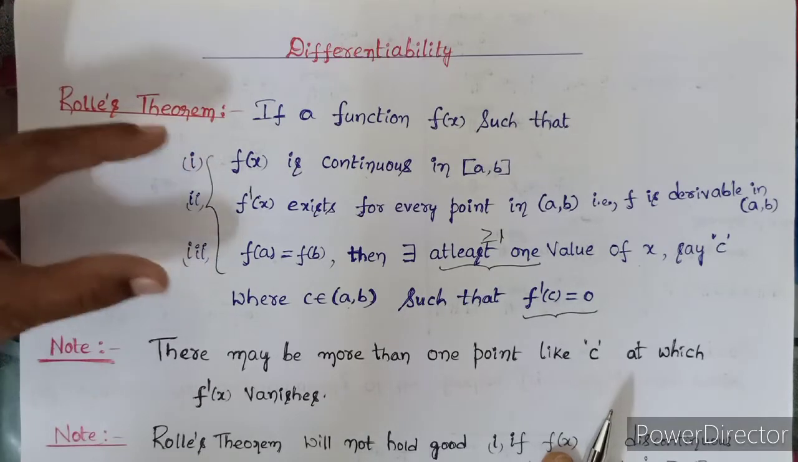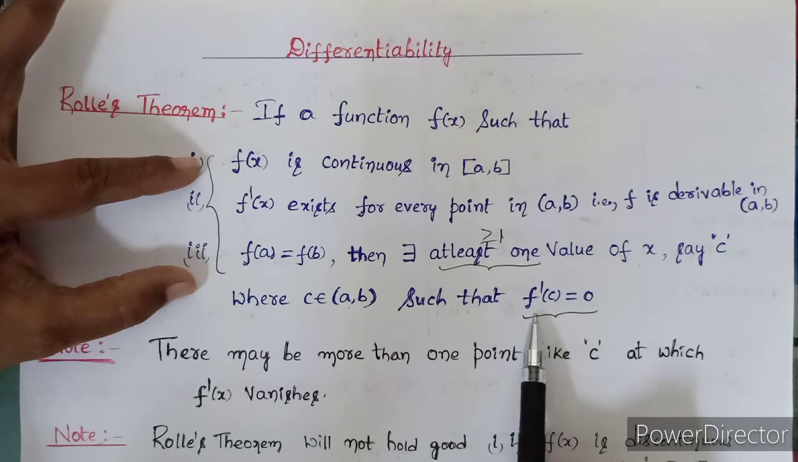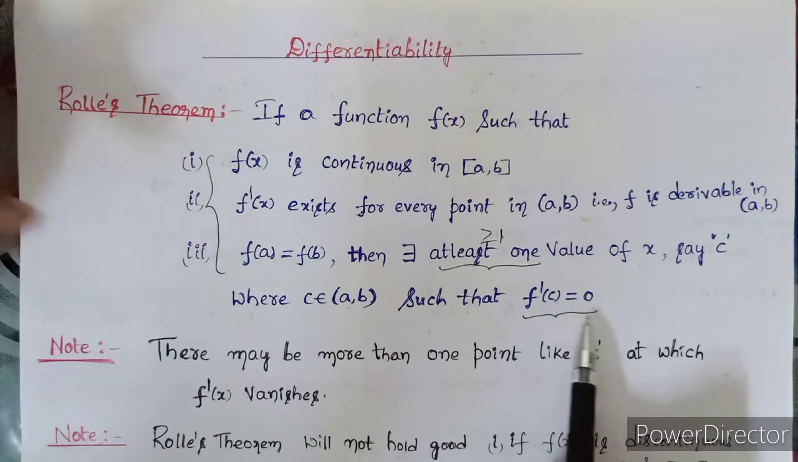All the three conditions must be satisfied by this function. Then only this f dash x is equal to 0. That means f dash x vanishes.